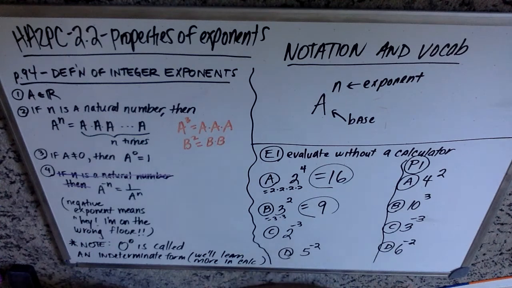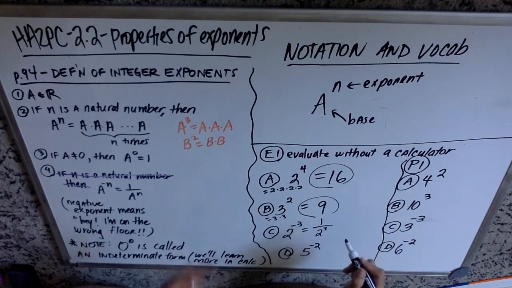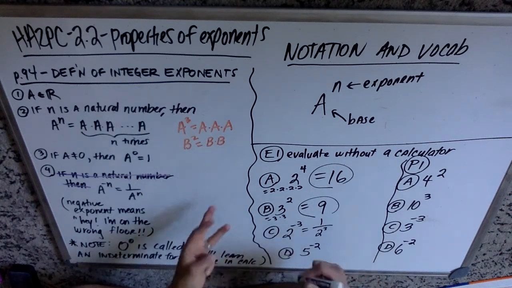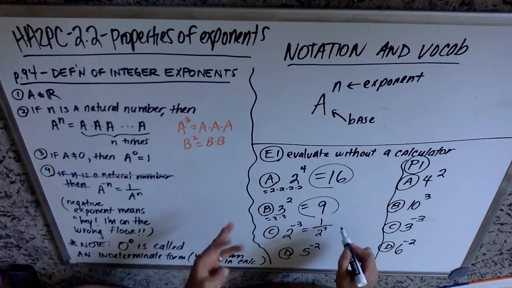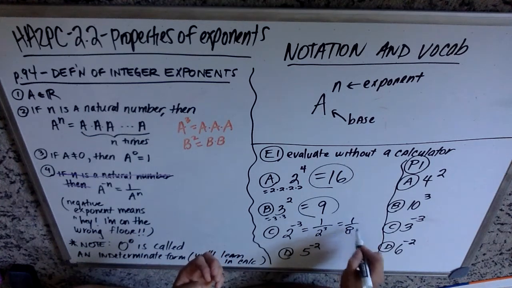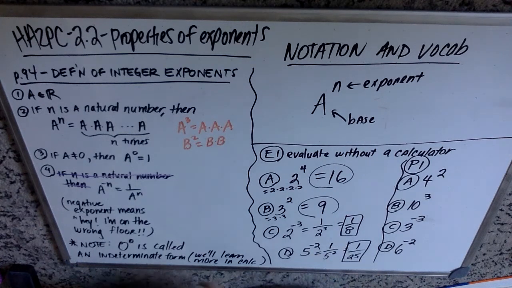Nobody thinks that's cheating. Now 2 to the negative 3rd, remember, that means, hey, I'm on the wrong floor. So this is 1 over 2 cubed. You can either write that as 1 over 2 times 2 times 2, if that helps you, or you can just do that in your head. 2 cubed is 8: 2 times 2 is 4, times 2 is 8. So this is 1/8. And 5 to the negative 2nd is 1 over 5 to the 2nd, which would be 1 over 25. Again, nobody thinks it's cheating if you can do that in your head.